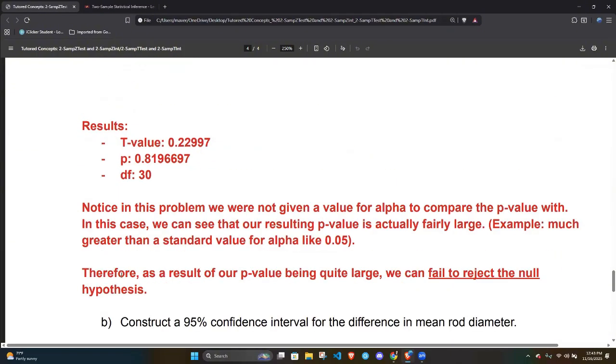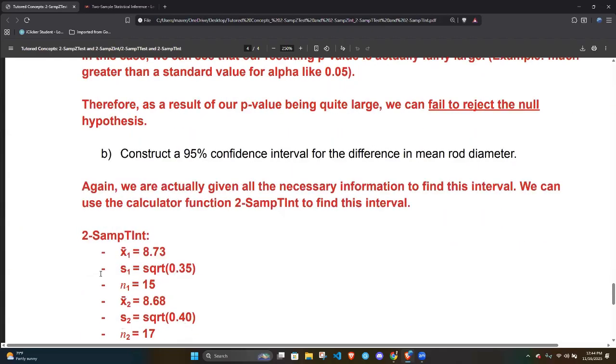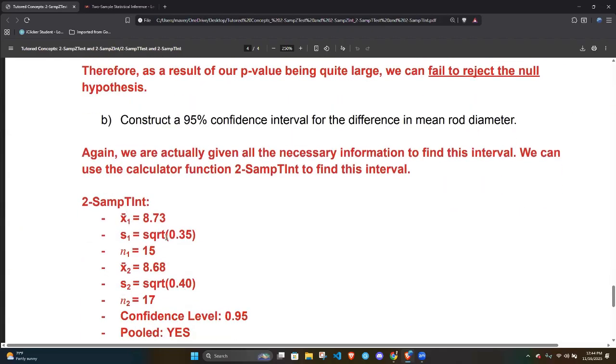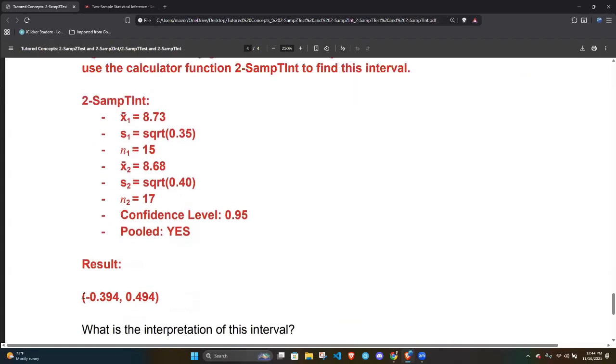For part B, we want to construct a 95% confidence interval for the difference in mean rod diameter. This follows kind of the same approach as the two-sample Z interval. We're given all the necessary information. We know from the previous problem that it is pooled, and we're given a confidence level of 0.95. If we use the two-sample T-Int function in our calculator and plug in all the necessary information, given our confidence level and our Boolean value for pool being yes, we get a confidence interval of negative 0.394 to 0.494. How do you want to interpret this interval?